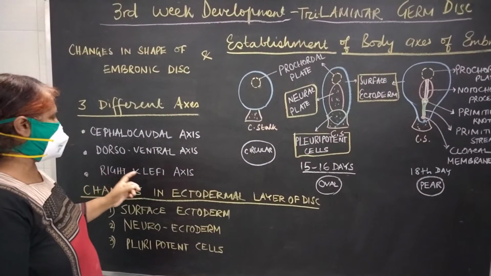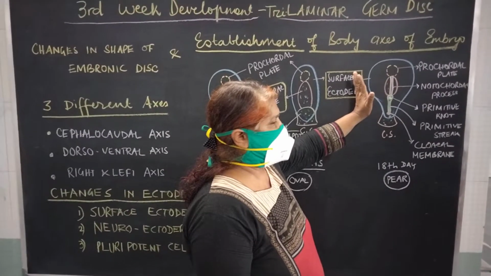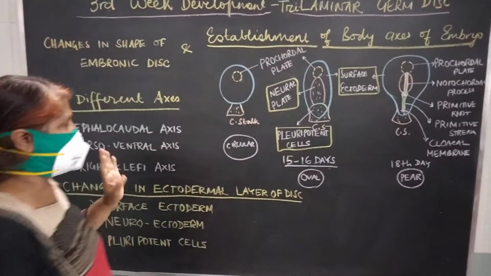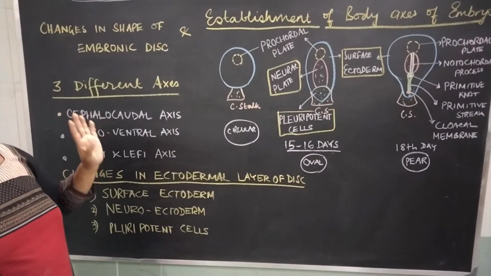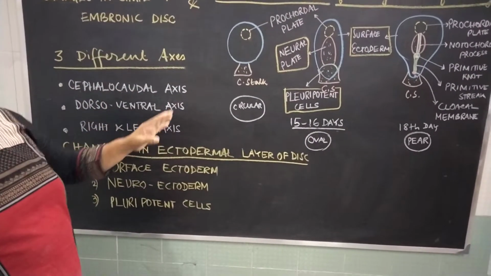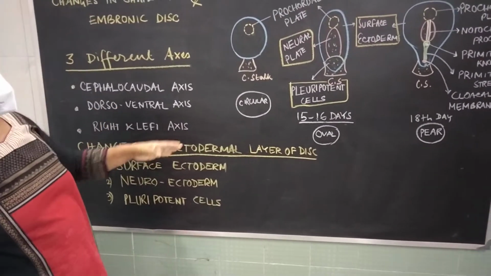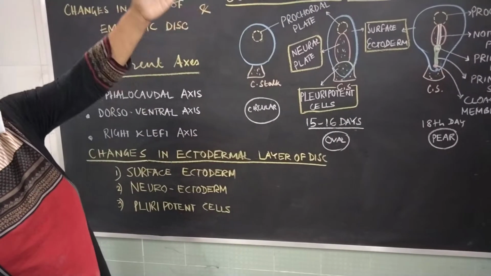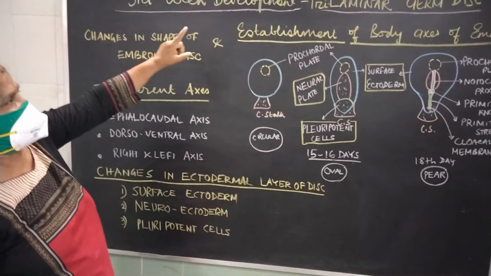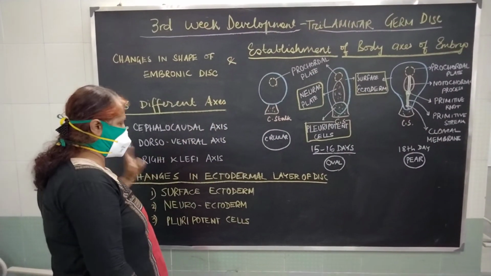And the right and the left axis, so the notochordal process in the primitive streak will divide the embryo into right and left. So three axes have been formed in the third week of development. One is the cephalocaudal axis, that is from the procaudal plate to the cloacal membrane. One is the dorsoventral axis, that is determined by the presence of the notochordal process. And the right and the left axis, that is the whole part that passes through the primitive streak. So three axes will be formed in the third week of development, and the trilaminar germ disc will be formed. Okay.